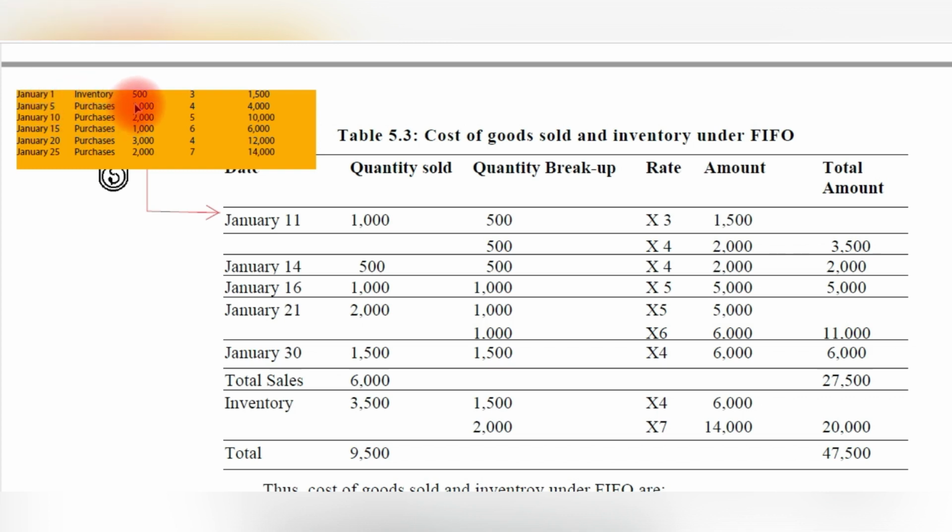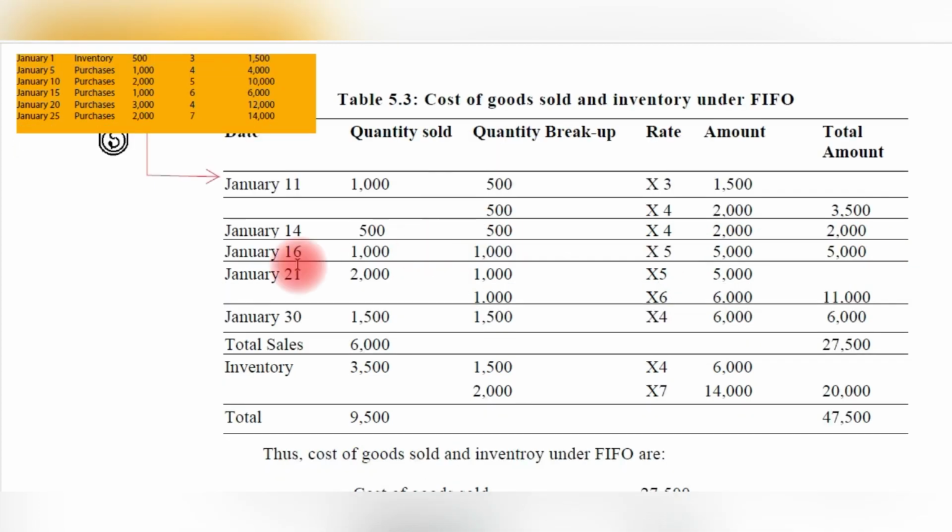On January 1st, 500 units were purchased at 3 rupees each. Again on January 5, another 1000 units were purchased for 4 rupees each. So from this, 1000 units are available. Take 1000 units, 500 from January 1st and 500 from January 5th goods. Together, we will have this much cost: 500 into 3 rupees from January 1st, 500 into 4 rupees from January 5th. Total 3500 rupees will be the cost of the goods sold on January 11th.